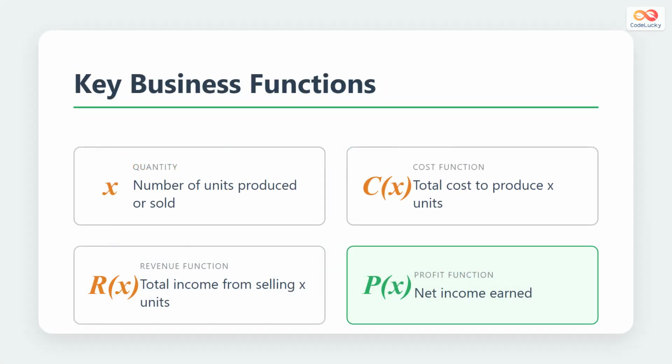Before we dive into the math, let's learn the language. We use the variable x to represent quantity, which is the number of units produced or sold. C of x is the cost function, representing total expenses. R of x is the revenue function, representing total income. And finally, P of x is the profit function, which is the net income earned.